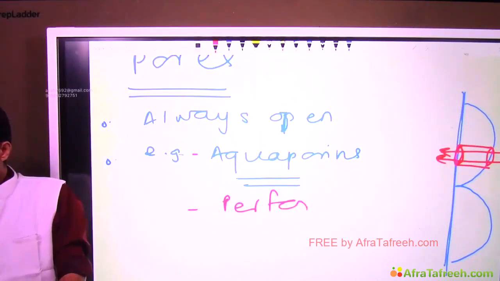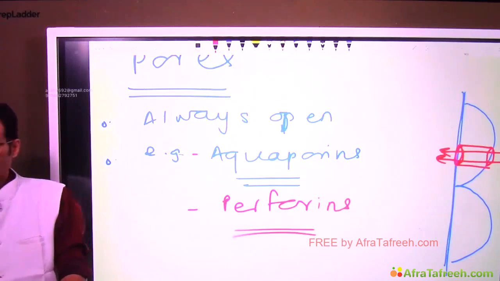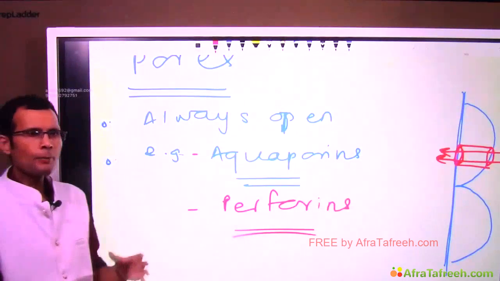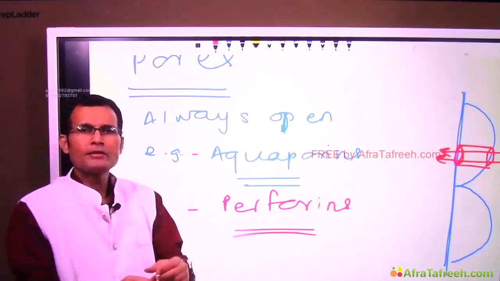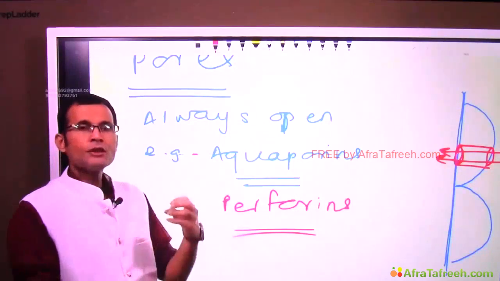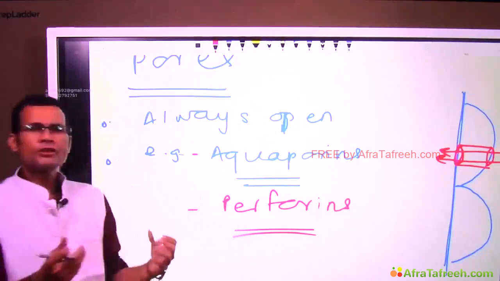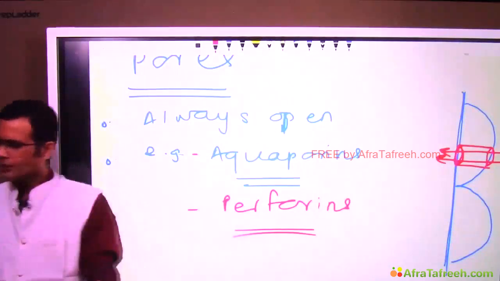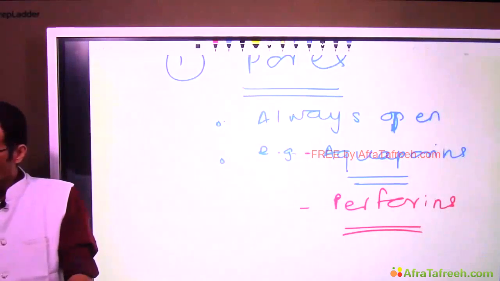Or perforins, another example of pores. You know, cytotoxic T cells punch holes in the bacterial cell wall. There is insertion of these perforins through which the water enters the bacterial cell and eventually it will be destroyed. So these are the examples of pores.